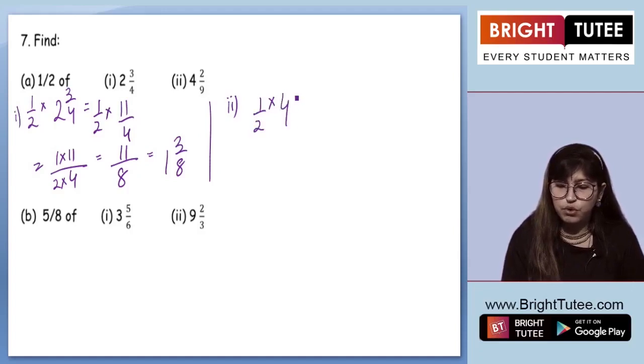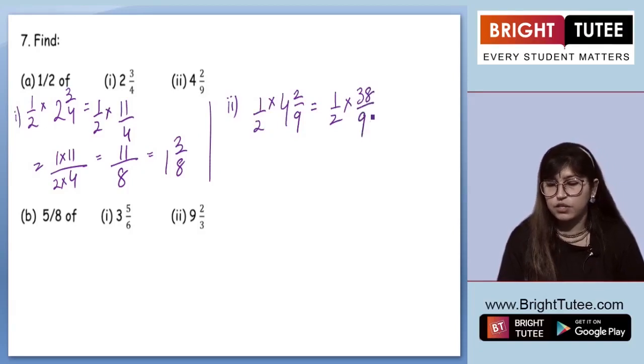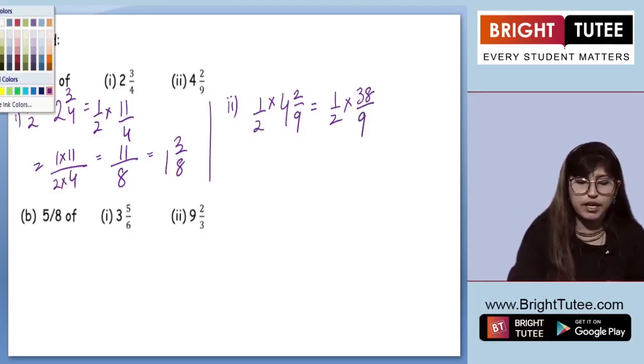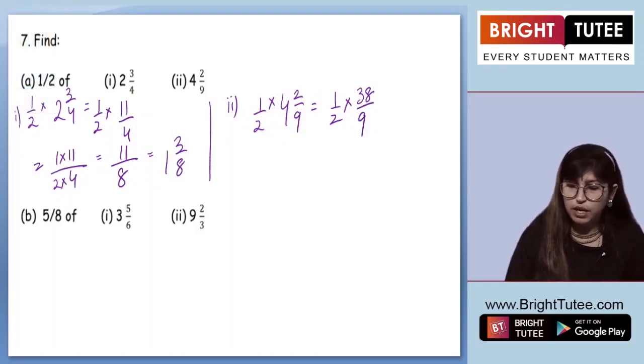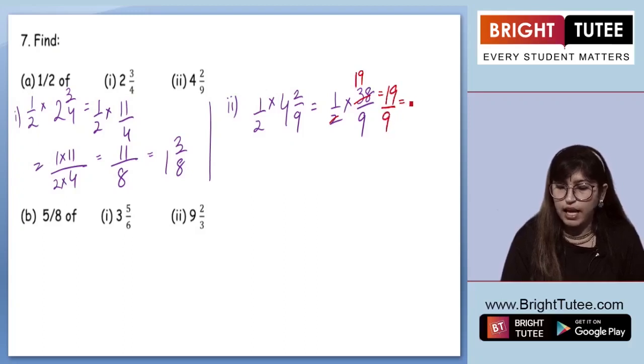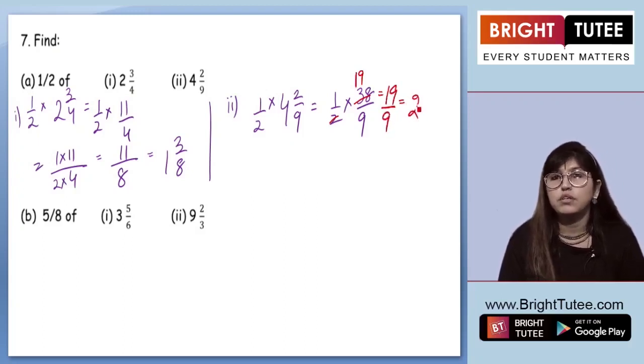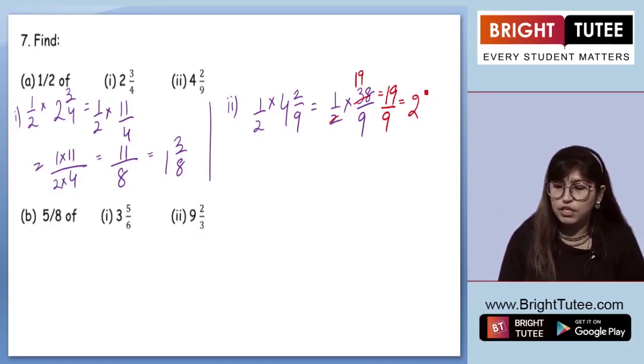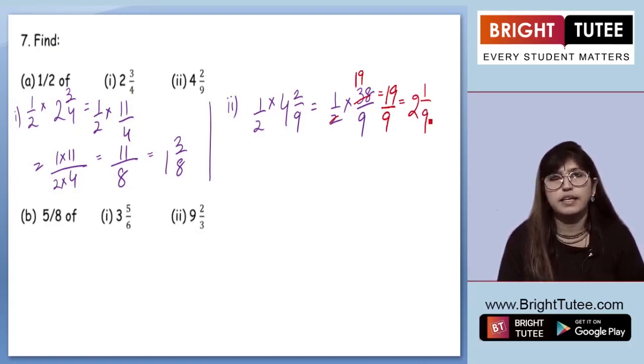Half of 4 2 by 9, which is half of 9 4s are 36, 38 upon 9. We cannot cancel that out, or we can. Yes, we can cancel one thing out. So 2 cancelling it out, 2 1s are 2, 2 9s are 18. So we'll be getting 19 by 9. And if we convert it to a mixed fraction, we'll be getting 2 1 by 9.